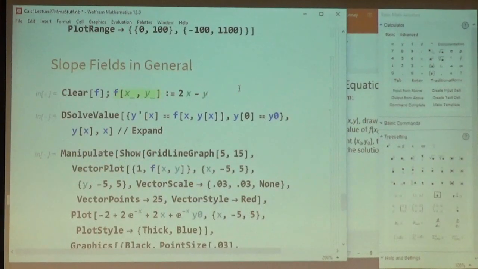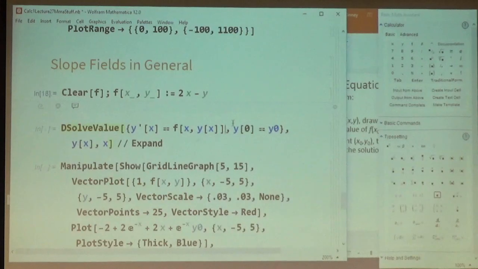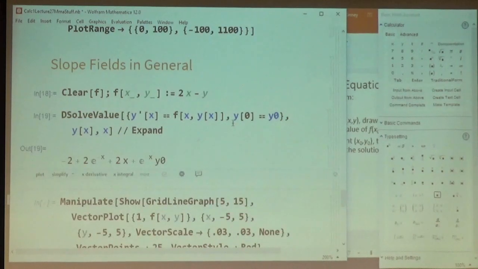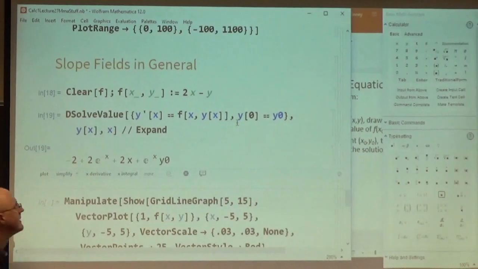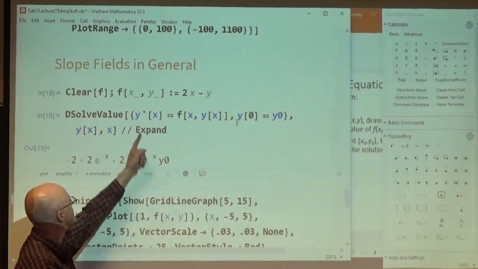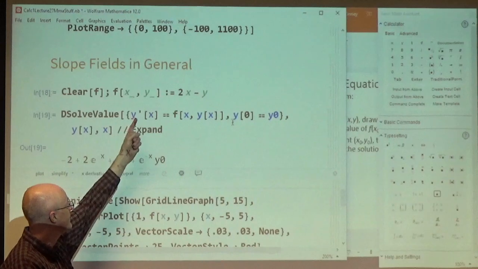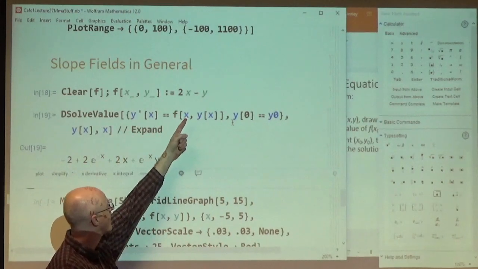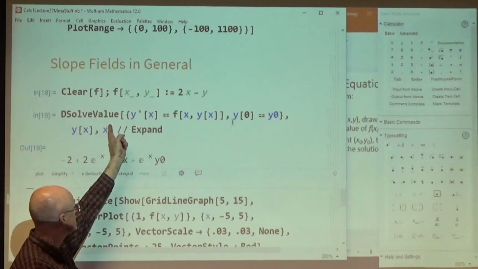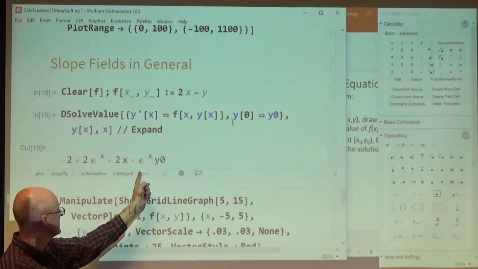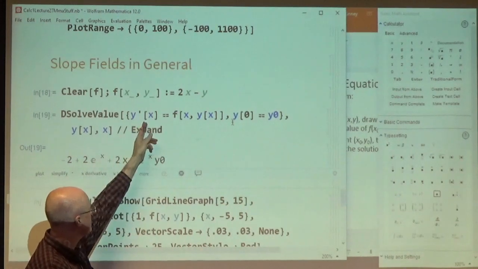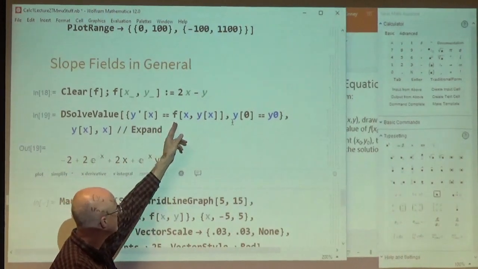Let's look at the slope field for this. DSolveValue, by the way, will find a formula for the solution. The differential equation was dy/dx equals f of x,y, which is 2x minus y. That's the syntax for using DSolveValue to get your solution. I need a y prime of x there equals f of x,y.